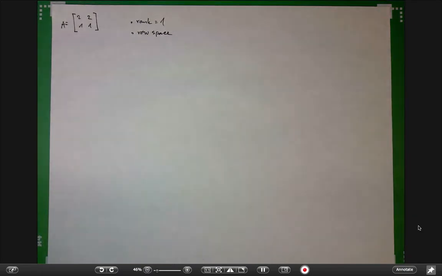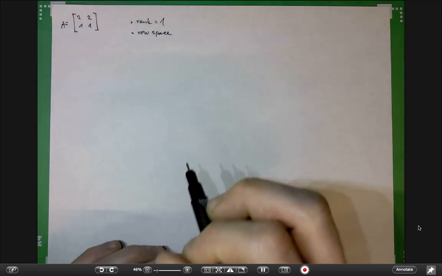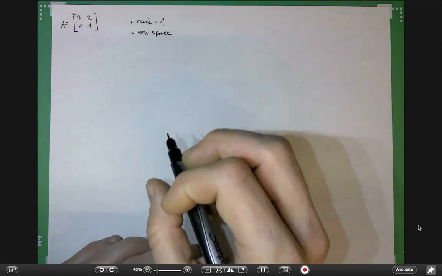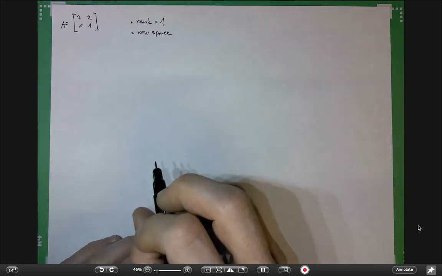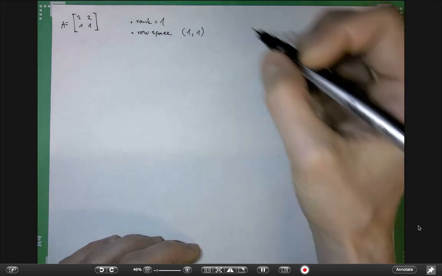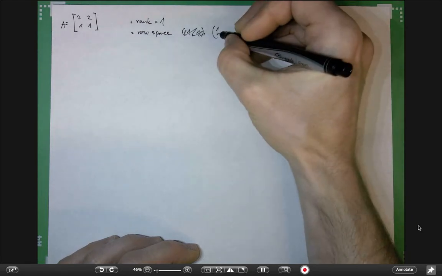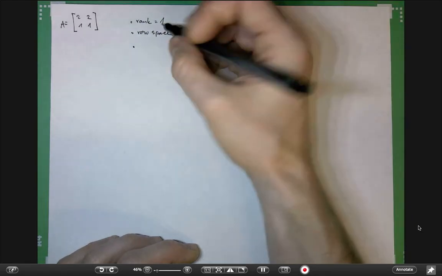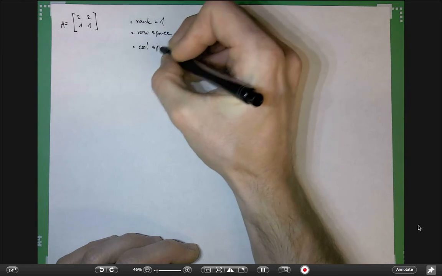Row space is a subspace, right? How do I represent it? By picking a non-zero vector in it, the basis vector in it, right? So the row space is what? Well, it has to be a vector, right? So 1, 1, yes. Slightly tricky question. Or I guess I could write it like this, like a column vector. So how about the column space?